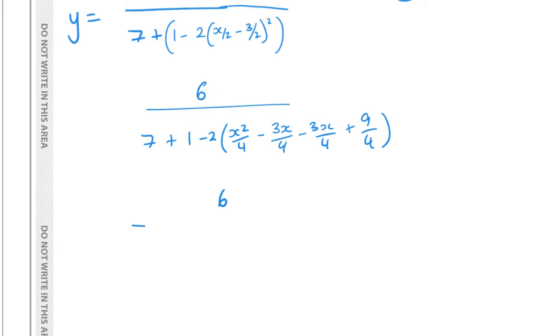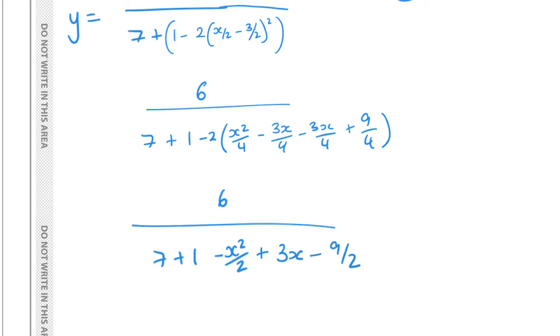Okay, so I'm going to get 6 over 7 plus 1 minus x squared over 2. And then minus 3x minus 4. Minus 3x minus 4 is minus 6x over 4 times negative 2 is positive 6 over 2, which is 3x. And then we're going to have minus 9 over 2. Okay. Someone just make sure you check my negatives.